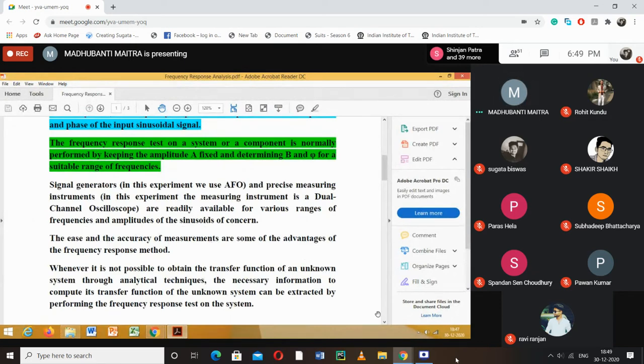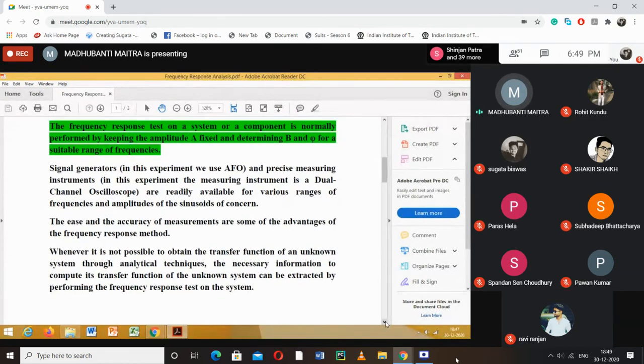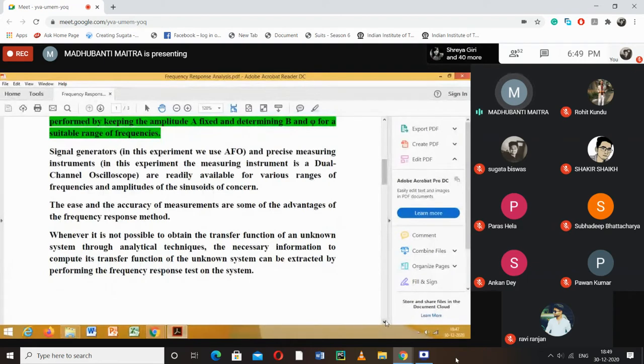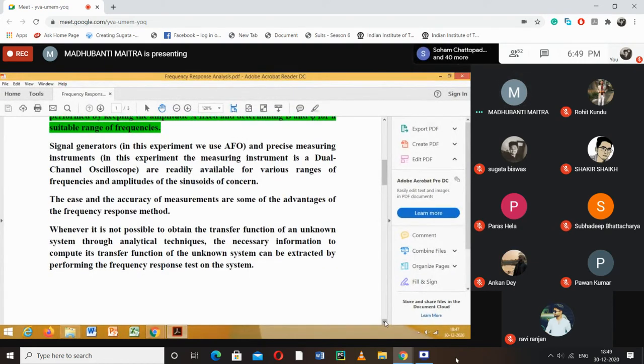Now, the ease and accuracy of measurements are some of the advantages of the frequency response method. So now I guess you have understood what a frequency response method or frequency response test basically is. Do you have any question? No, ma'am.